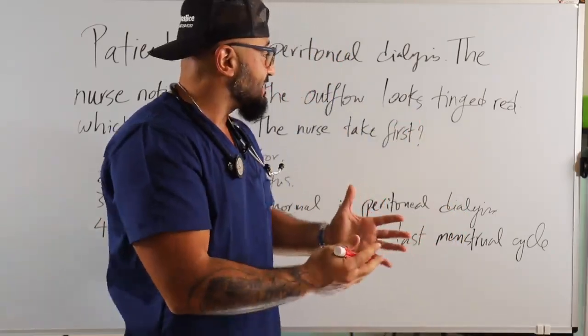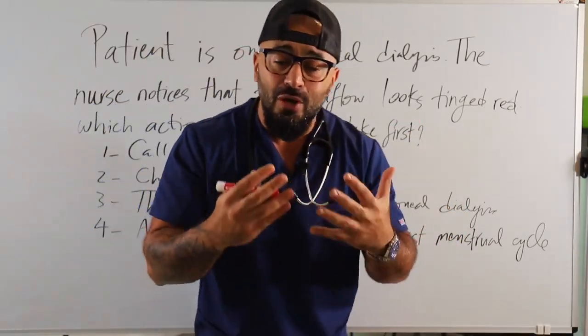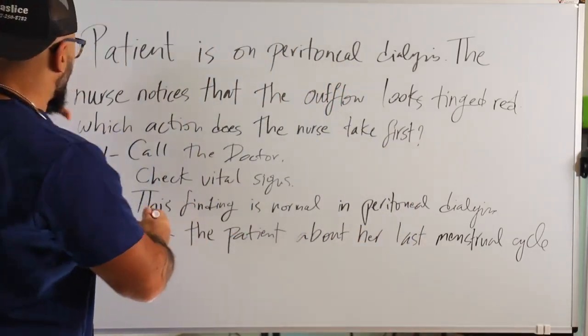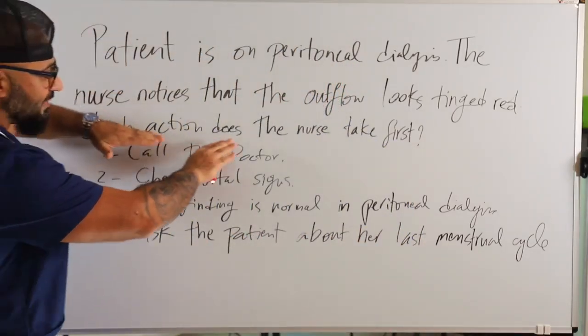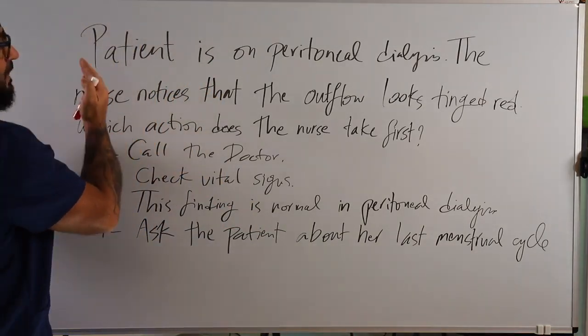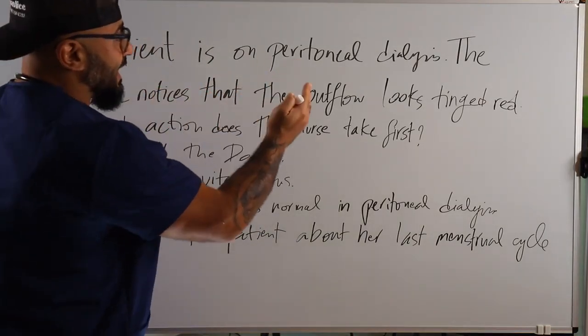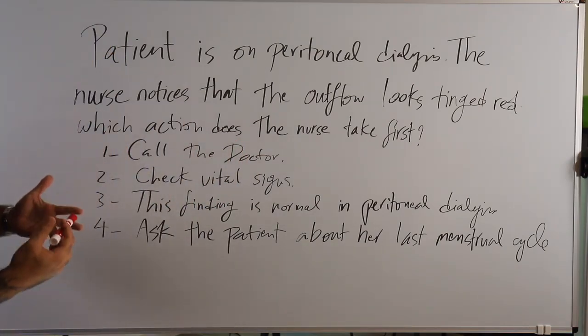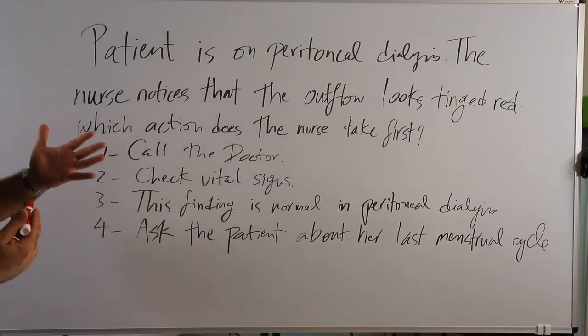Now, one of the things that I tell my students is that you've got to read the question 3 times. Don't rush it. So that's what we're going to do. This is the question. This is the subject of the question, right? We're not even going to look at the options. So this is the question, we're going to read it. The patient is on peritoneal dialysis. The nurse notices that the outflow looks tinged red. Which action does the nurse take first?